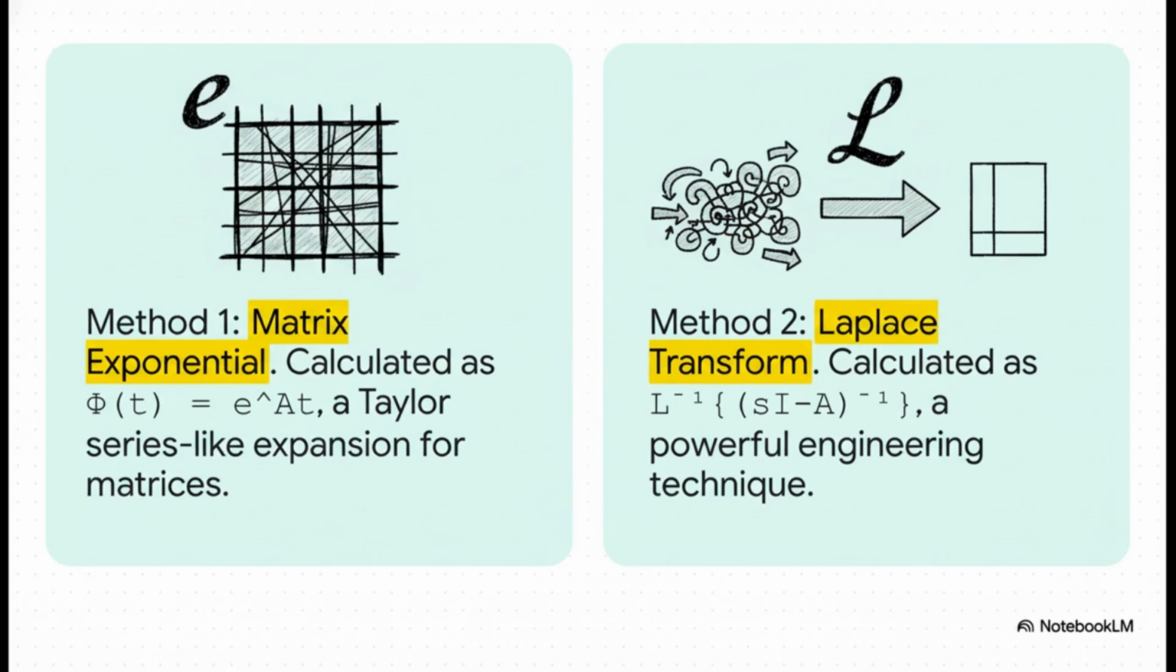So how do we build this time machine matrix? Well, there are a couple of really powerful math techniques, like using a matrix exponential or, more commonly, the Laplace transform. We're not going to get lost in the weeds with the math here, but the point is, these are well-established methods that let us calculate this matrix straight from our system's A matrix.